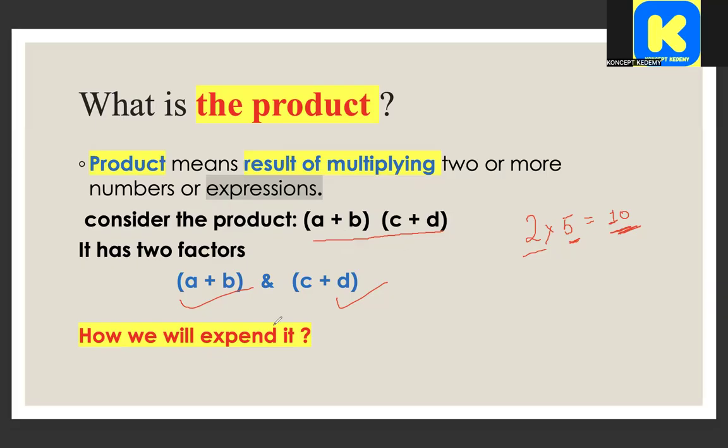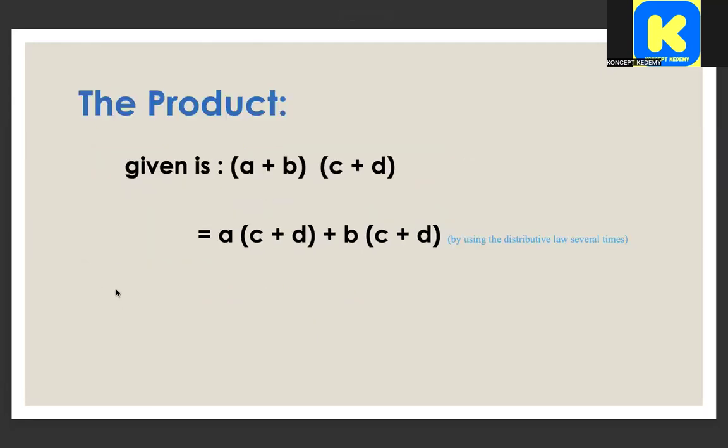Now the question is how we are going to expand it. We have two factors, a plus b and c plus d, and we are going to multiply them like this, a plus b into c plus d. But which method will we use to proceed from here? Let's start and learn how to do that. For that, we will go to the next slide. And here we go, the product.